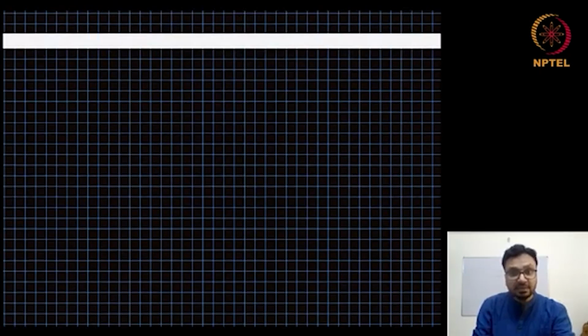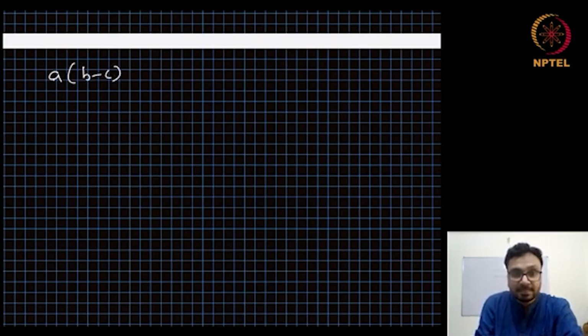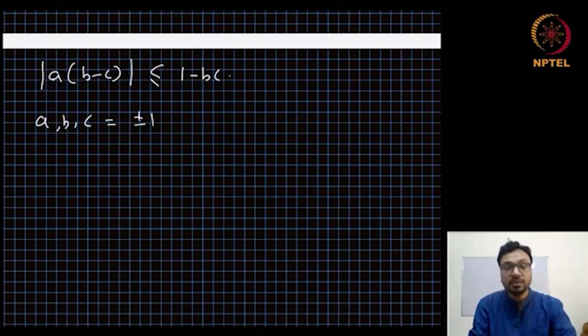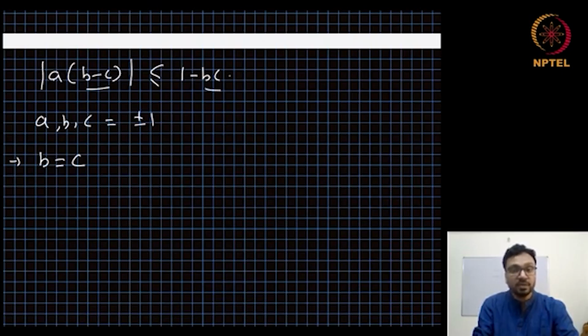So we can write the same condition in a more familiar, simpler way. That is, modulus of A times B minus C less than or equal to 1 minus BC. A, B and C can take plus minus 1 values. They are the outcomes of the measurements A dot sigma, B dot sigma and C dot sigma. Now we can see that if B is equal to C, whether they are plus 1 or minus 1, it's irrelevant, this term becomes 0 and this term becomes plus 1. So 1 minus 1 is 0, so 0 equals 0.